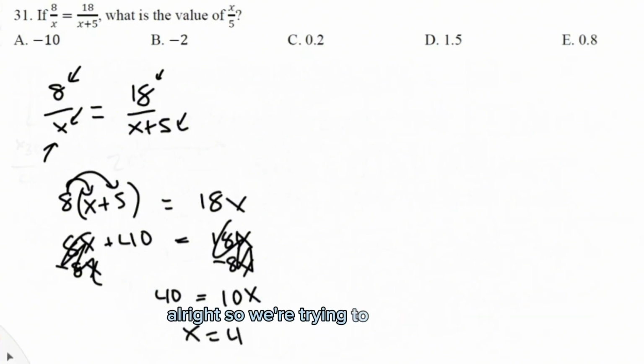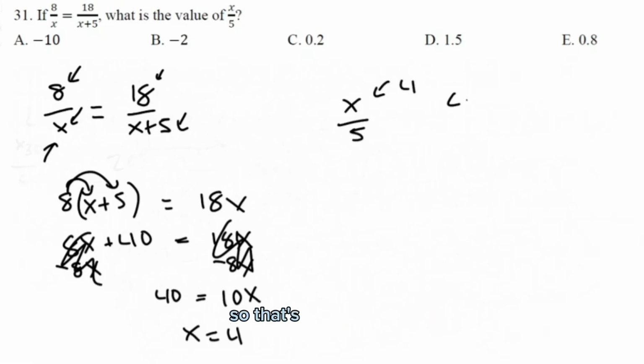Alright, so we're trying to find x over 5. We know that x is just 4, so that's 4 over 5. Now all the answers are in decimal. So 4 over 5 in decimal is just 0.8, and that's your answer.